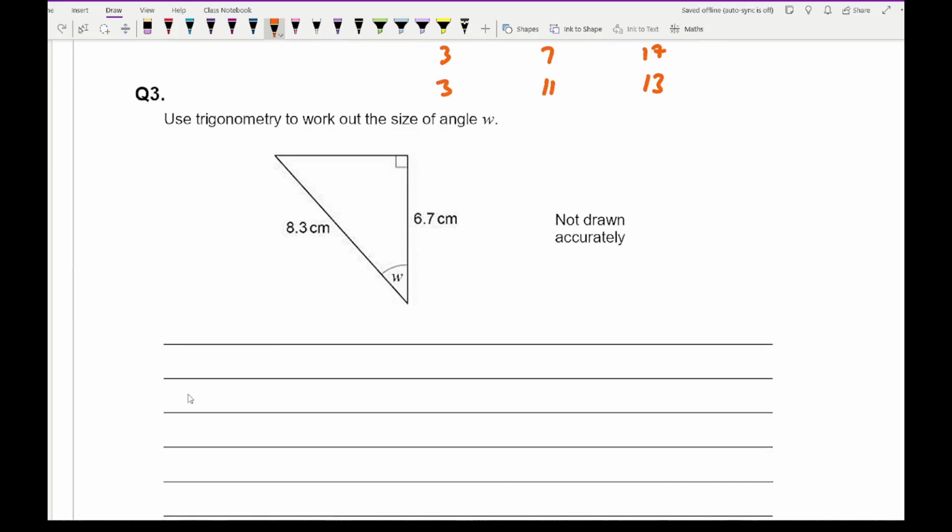Moving on to question 3, it says use trigonometry to work out the size of angle W. Now it gives us a clue that we're using trigonometry. We've got a right angle triangle, so we're going to be using SOHCAHTOA trig. So labelling our triangle, we've got 8.3 being our hypotenuse, this side here being our opposite, and here being our adjacent. We don't need to use the opposite because there's no information there.